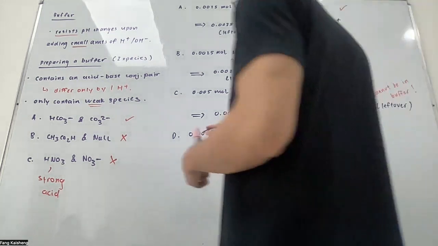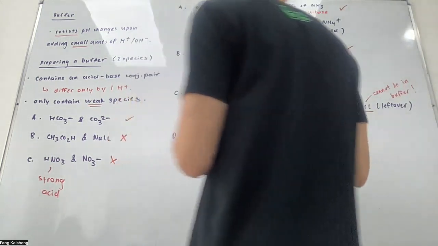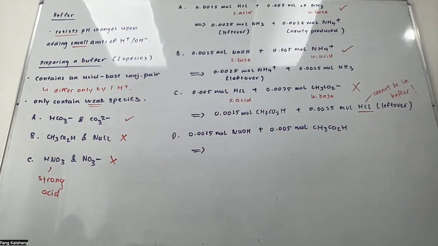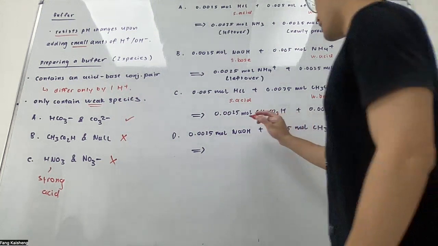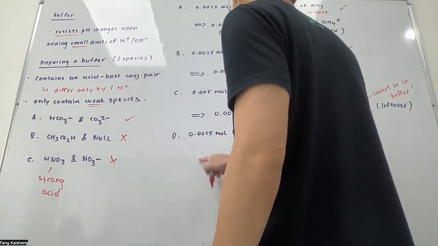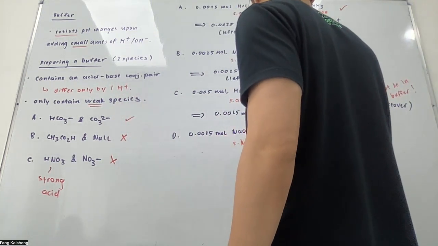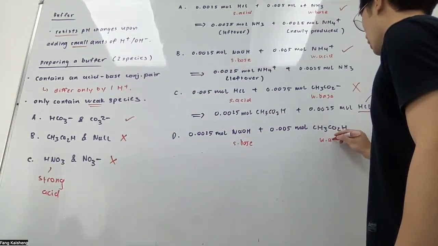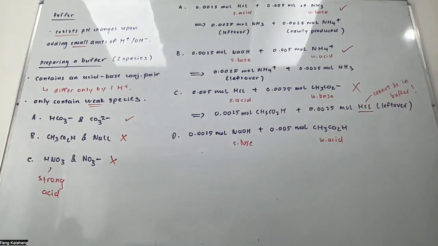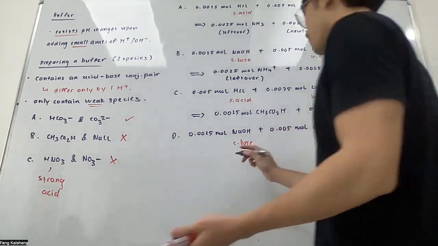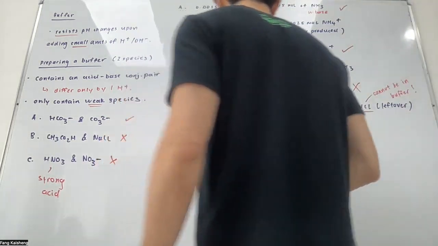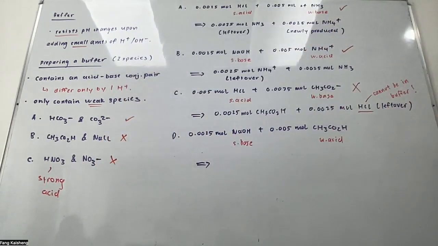Okay, next. Hey guys, take a look at the last one. Tell me what the species here are. We have a strong base and a weak acid in comparison. They will react because acid plus base, obviously. You can see the strong base is limiting, so you form another buffer here. What are the species?